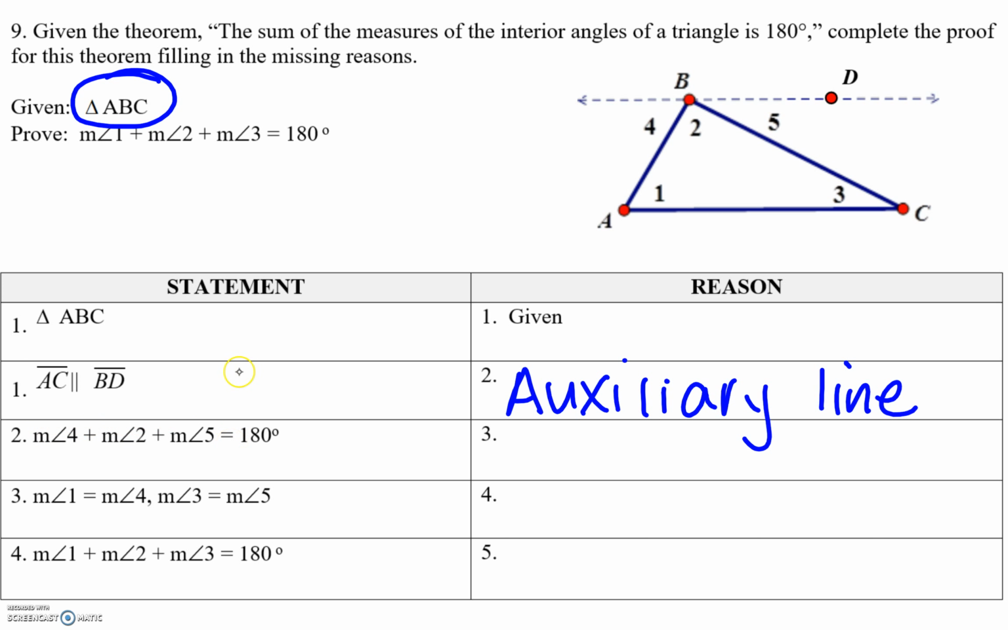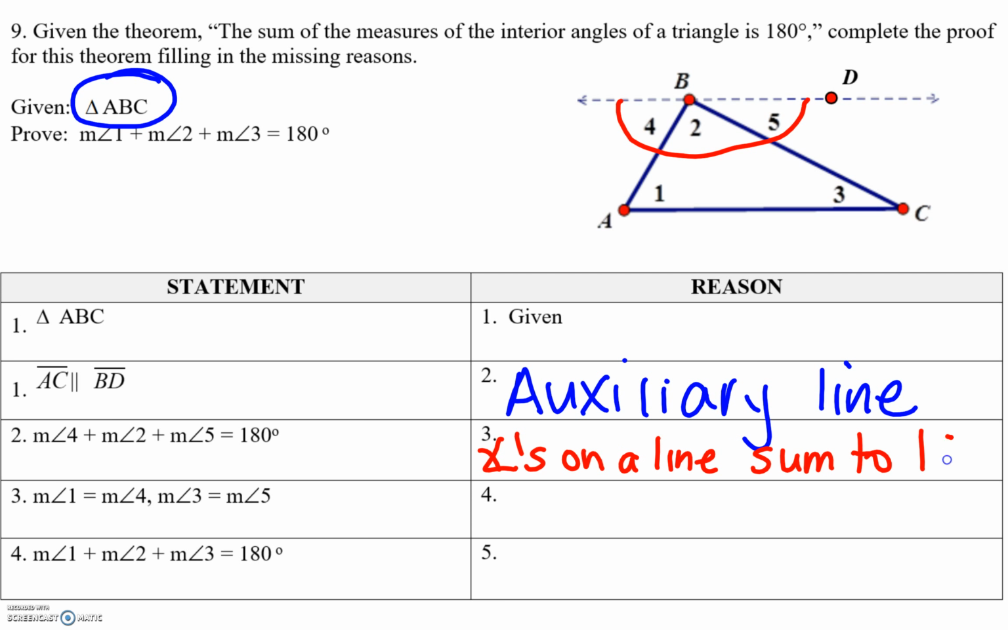Our next statement that we were given was the measure of angle 4 plus the measure of angle 2 plus the measure of angle 5 is 180. So let's find 4, 2, and 5 in our picture. Angle 4 plus 2 plus 5 is 180. So let's look at what we know for that to be true. We know that 4, 2, and 5 all lie on a line. So the reason for the measure of 4, 2, and 5 equals 180 is because angles on a line sum to 180, or just add up to 180 degrees.